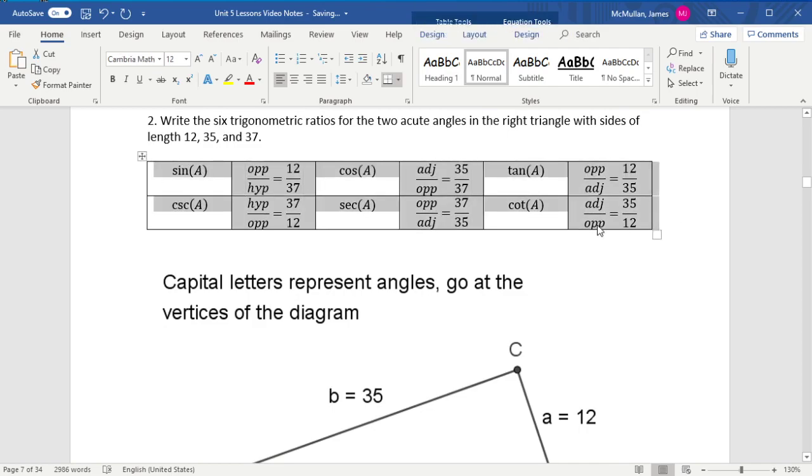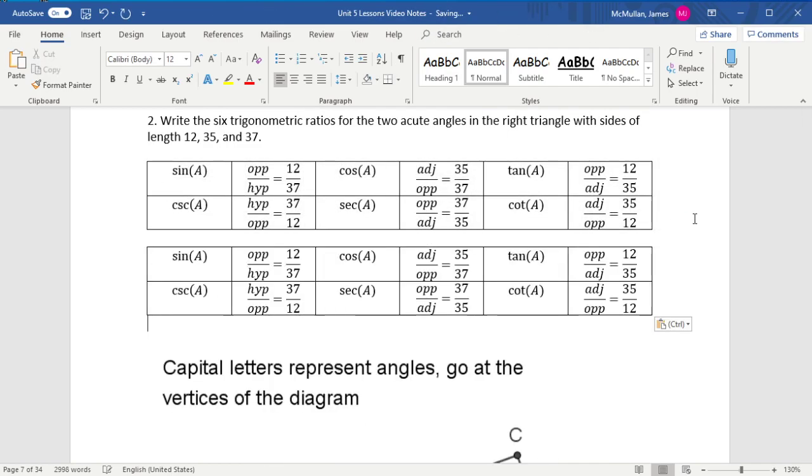Now, of course, I could also do the exact same question, but look from the perspective of angle B instead of angle A. So let's just quickly switch all these to B.